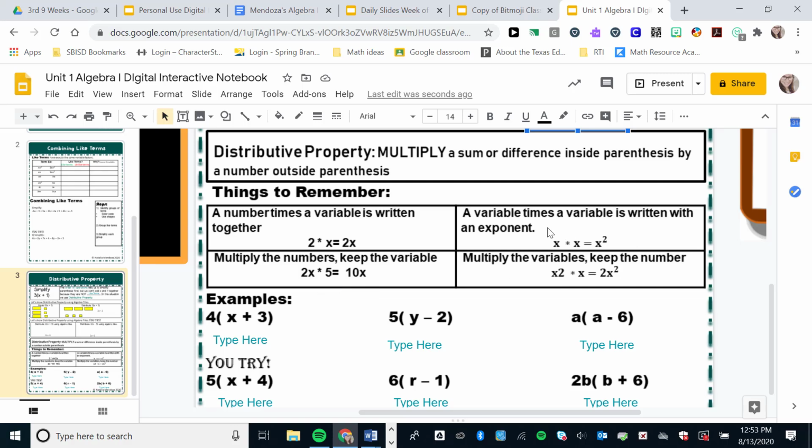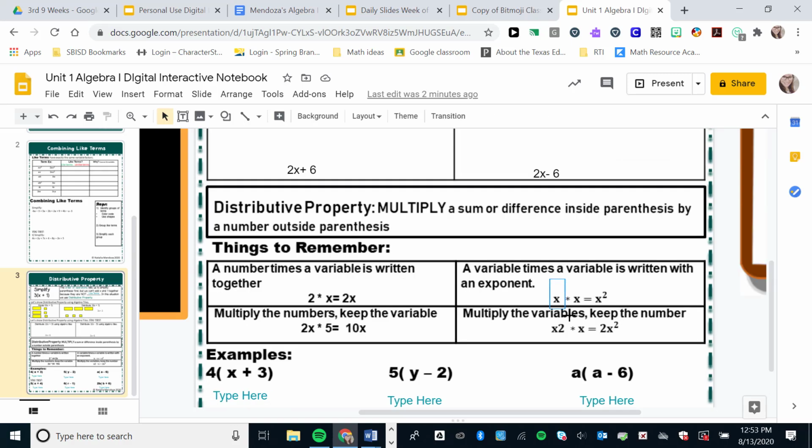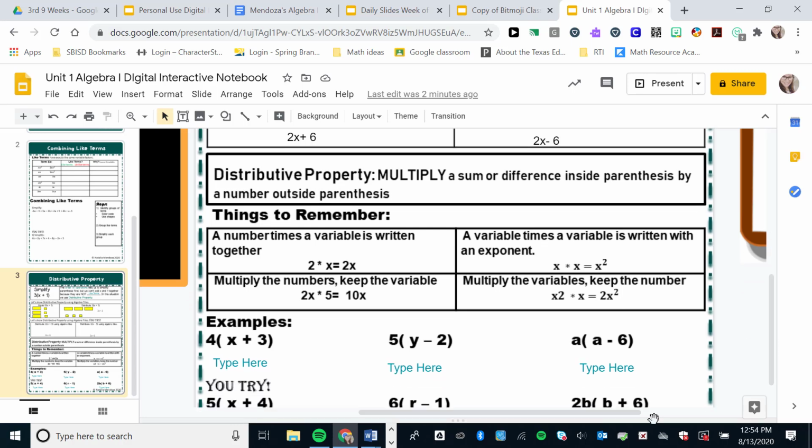Another thing you need to remember is that a variable times a variable is written with an exponent. So x times x is the same as x squared. Another thing you need to remember is that when you multiply the variables, you keep the number. So this should have been 2x. I don't know why I wrote x. It should have been 2x instead of x2. But so 2x times x. So you keep the number, that's 2, because when there's not a number in front of a variable, that means there's a 1, right? And then we multiplied the two variables, and so x times x is the same as x squared. So those are 4 things that you need to remember that you've learned in the past.